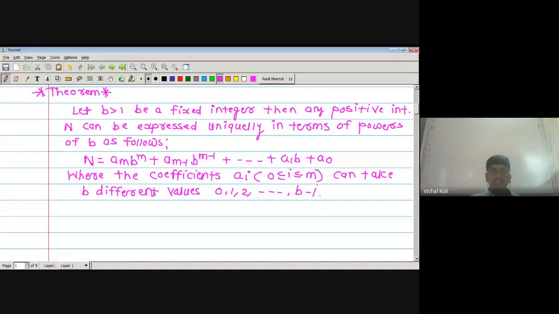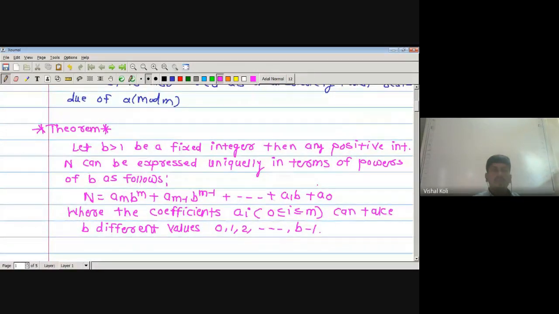So this one is the statement of our theorem. Suppose b greater than 1 is a fixed integer. As already given that b is greater than 1, it must be a positive integer. Then we can express any positive integer n in terms of powers of b as follows. That is, any integer n can be expressed in terms of powers of b, and this representation of n must be unique. That is, we have to prove that this representation is unique.